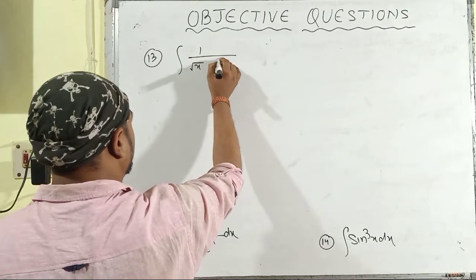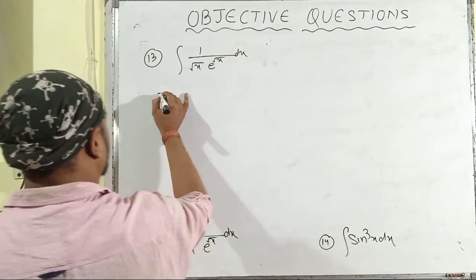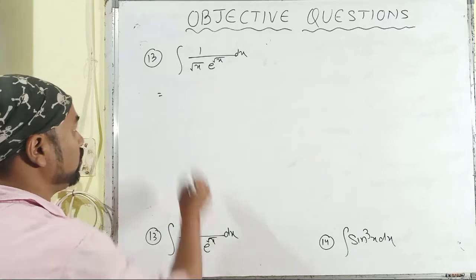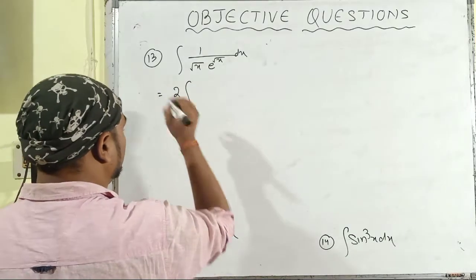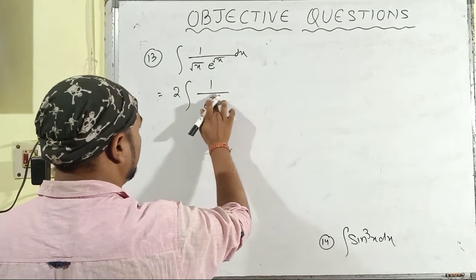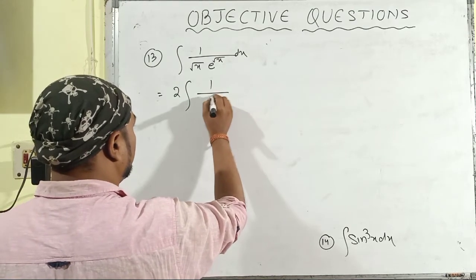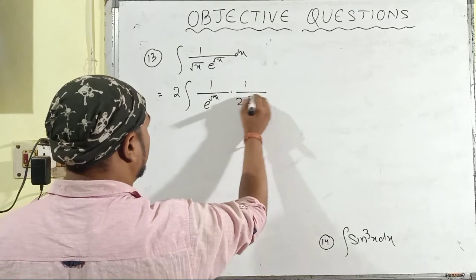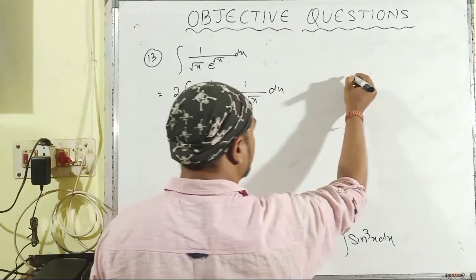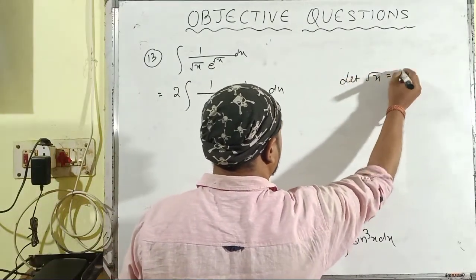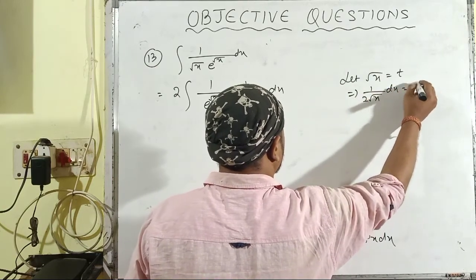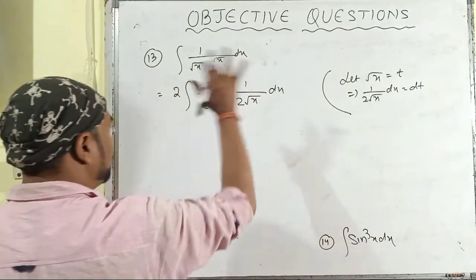Root x multiplied with e to the power root x. As you know, the derivative of root x is 1 upon 2 root x. So let us multiply by 2 here and then divide by 2 here. Assuming root x as t, then 1 upon 2 root x dx is dt.